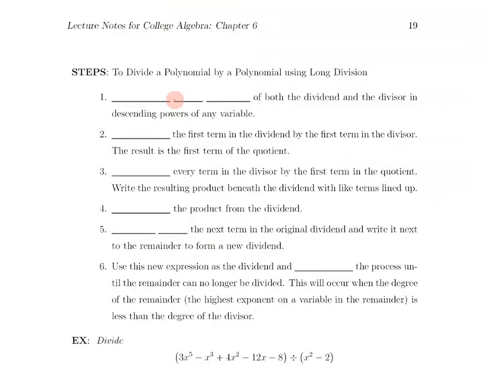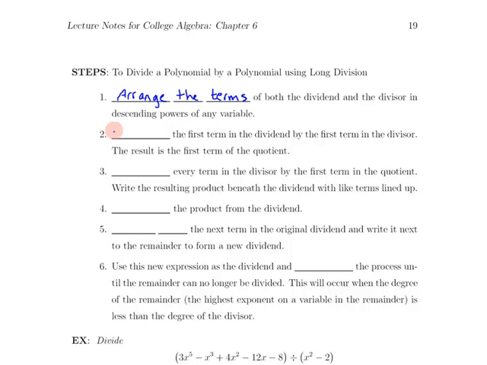So here are these steps written down one more time. To divide a polynomial using long division, here's what we're going to do. Arrange the terms. Let's do this in blue to be consistent. Arrange the terms of both the dividend and the divisor into descending powers of any variable.